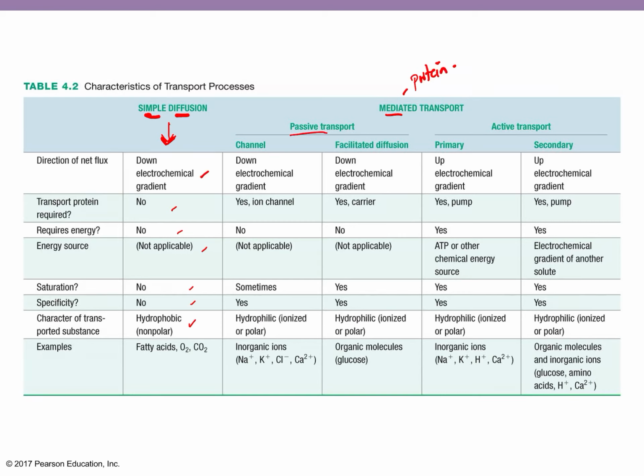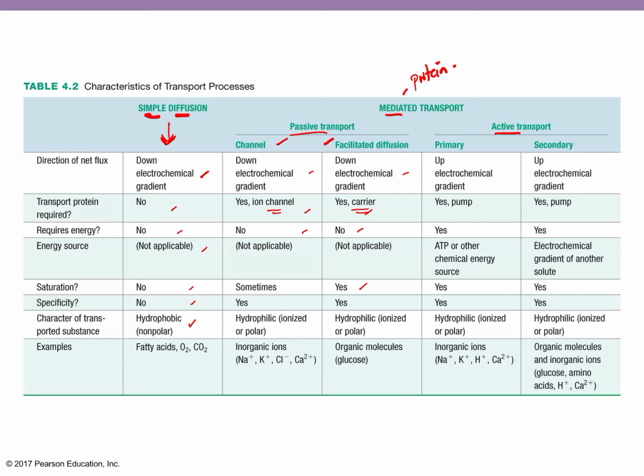And these can be passive or active. So passive transport, we have channels and we have facilitated diffusion, right? Both of these, since it's passive, they're both moving down their electrochemical gradient. Yes, there's transporter proteins required. In facilitated diffusion, they're called carriers. In passive transport, for channels, they're called channels. Does it require energy? No, because this is passive movement.